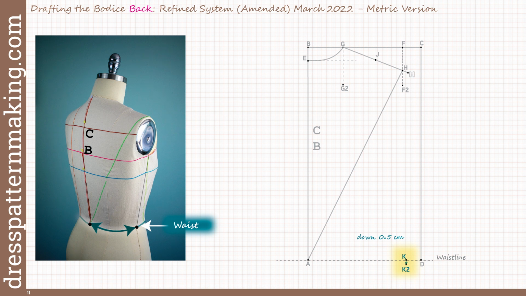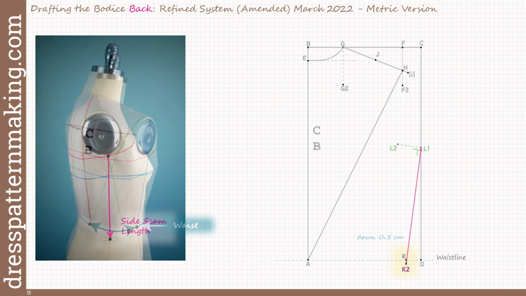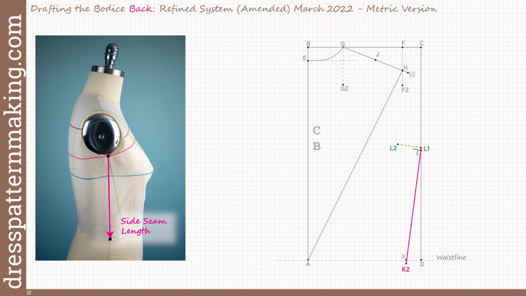From point K, measure down below the waistline at right angles to the waistline and mark point K2. The amount you measure down is 0.5 centimetre. This will help with the waist curving because the waist is not a completely straight line. Now, using your side seam length measurement, that's measurement number 9 on the measurement chart, measure from point K2, just below the waist, up to touch the C to D line. Where it touches the C to D line, mark point L1. Then draw a guideline inwards for about 5 centimetres from point L1 at right angles to the side seam line and mark point L2.